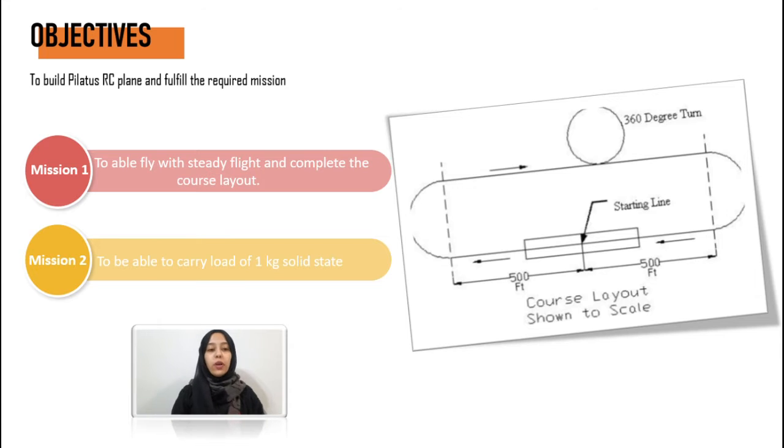The objective of our design project is to build a Pilatus RC plane and fulfill the required missions. The first mission is to be able to fly with a steady flight and complete the course layout as can be seen in the picture. Mission 2 is to be able to carry a load of 1 kg solid state.